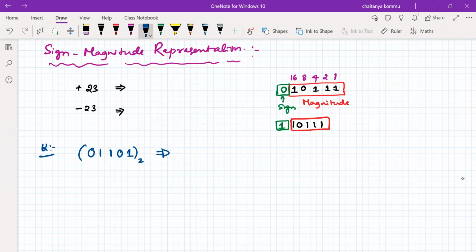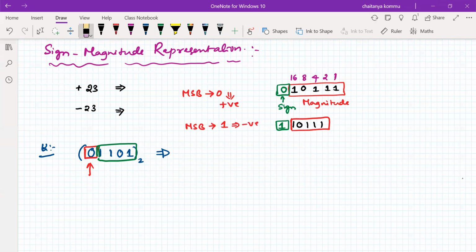So whatever the size of the bit positions, whatever the size of the bits I have given, it doesn't matter. Please identify that the MSB is the sign, and the remaining positions are magnitude. By looking at this MSB bit position, it is 0. As we have seen, if MSB is equal to 0, then it is called a positive number. If MSB is 1, then we can call it a negative number. That's what we have to remember.